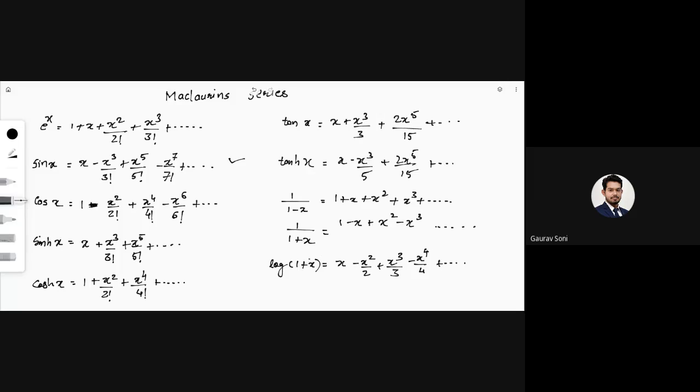Log of 1 minus x is equal to minus x minus x square by 2 minus x cube by 3 minus x raised to 4 by 4 and so on. So everyone take a screenshot of this because we are going to need it for the next hour.